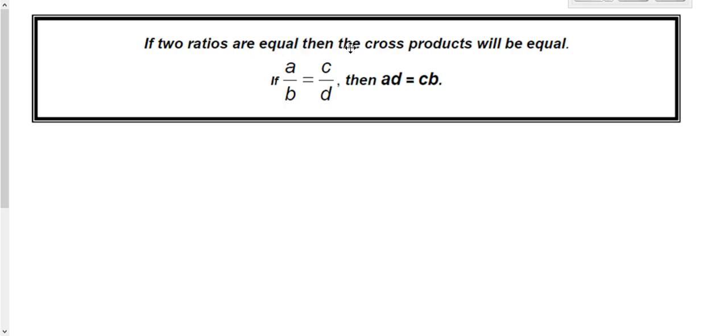Now here's where we come to the cross product property. If two ratios are equal, then the cross products will be equal. In other words, it says if A over B equals C over D, then the two cross products are equal. A cross product is taking the top of this one times the bottom of that one. A times D, which they put right here, AD, will equal the other cross product, which is C times B or B times C. If these two fractions are equal, then these two cross products will be equal, and we use that to solve proportions, as you'll see coming up next.